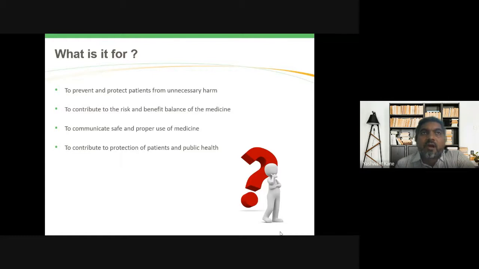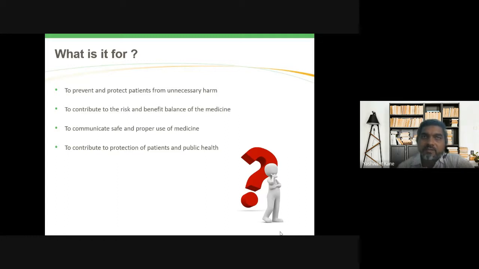First of all, we do these activities for patients. For pharmaceutical companies, the patient is the primary focus, to contribute to the risk and benefit balance. Whenever there is a chemical entity and we are consuming it, there are benefits as well as risks involved. It is sometimes said that if a drug does not have adverse effects, then probably that drug may not have effects either. So efficacy as well as safety has to be balanced.